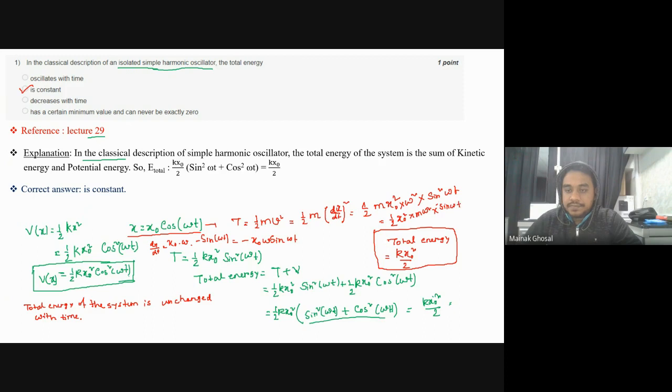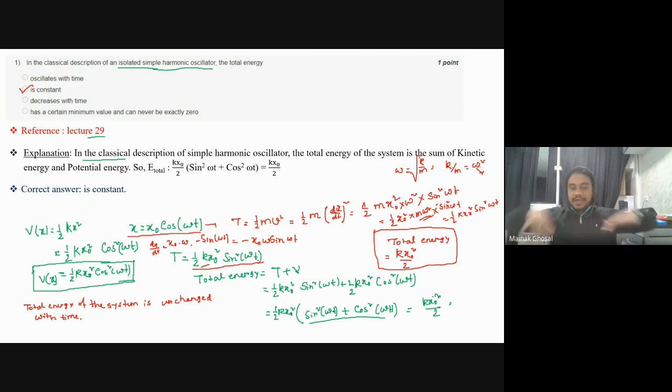From this, if you know the relation that omega equals root over k by m, and you square it on both sides, you will get k by m equals omega square. So you can replace this omega square by k by m, and this m will cancel out. You will be left with only k. So this will become half k x0 square sine square omega t. This is your expression for the kinetic energy.